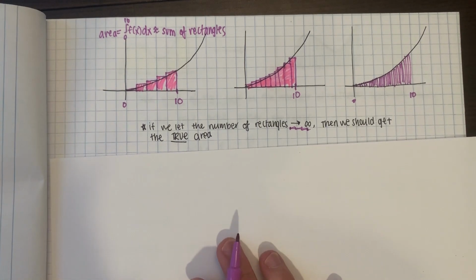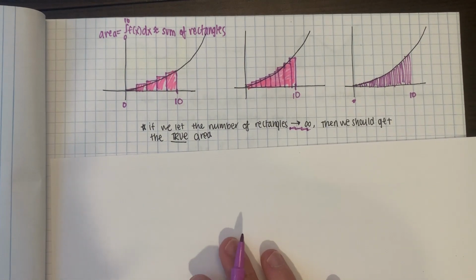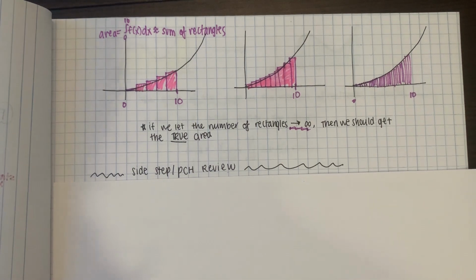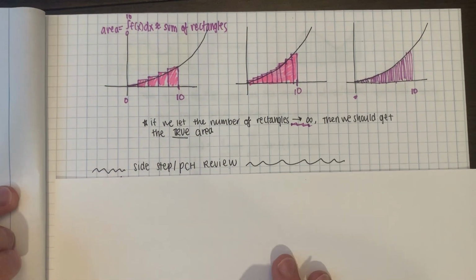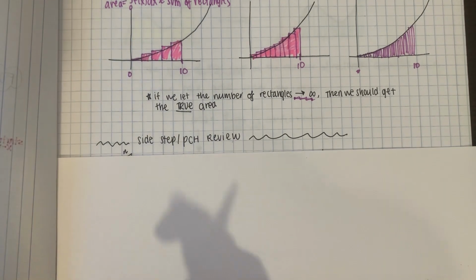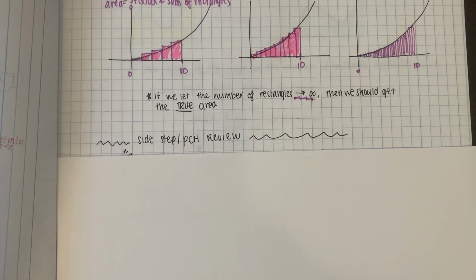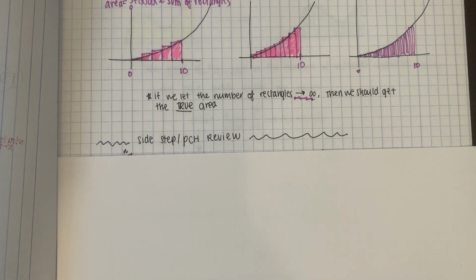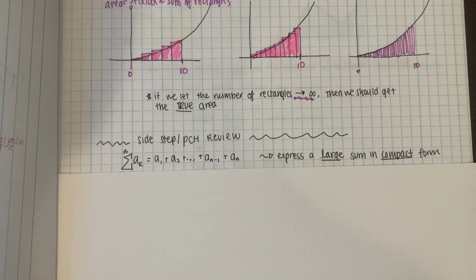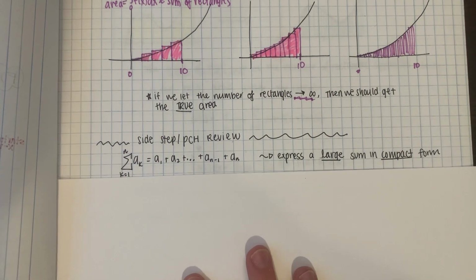Okay, take a second to process, because we are about to do a short sidestep, a pre-calc honors review. What we are going to review is summation notation or sigma notation. We use summation notation to express large sums in a short form.